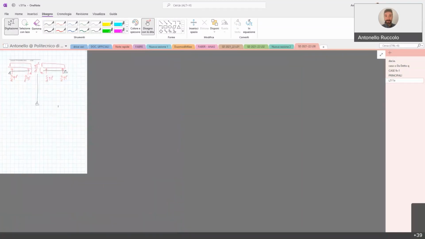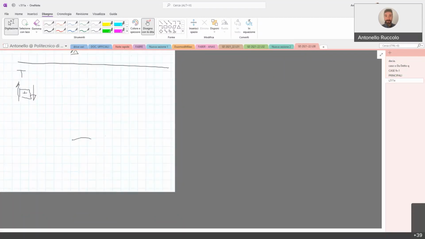What we need now is to find the value of the shear force. This is our reference, as usual. But it is very straightforward. This is our structure, very ugly.